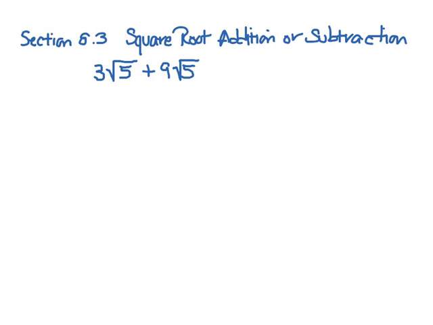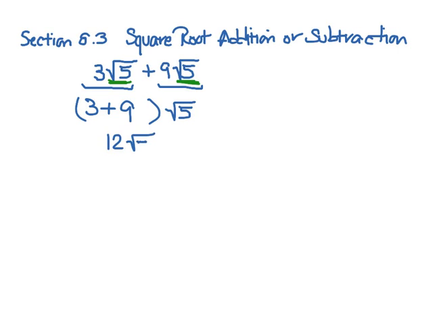Now in order for us to add these two, you notice we have two terms, right? When I say I'm adding two things together, the important thing is that the square root parts have to be the same. So here we have a square root of 5 and a square root of 5. Essentially we're factoring out that square root of 5, because what we're left with on the inside is a 3 plus a 9. And that gives us 12 times the square root of 5. Okay, so it's very important that the square root portions are the same.